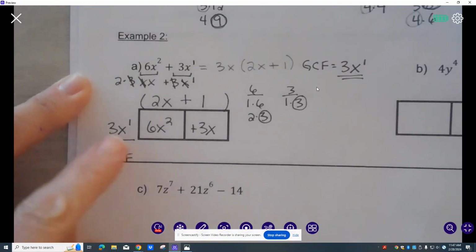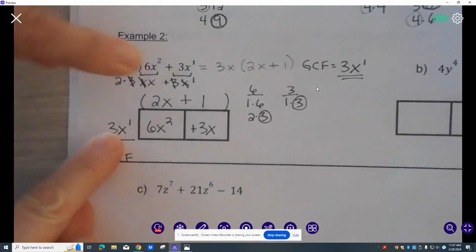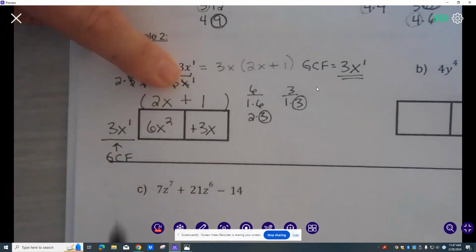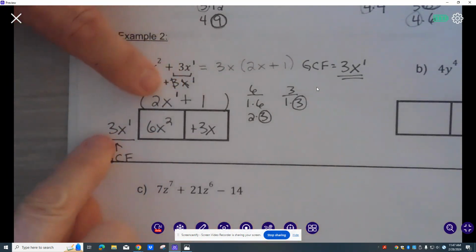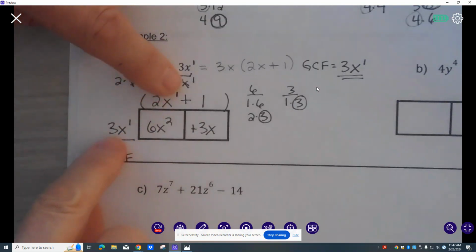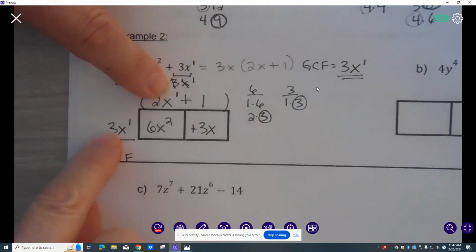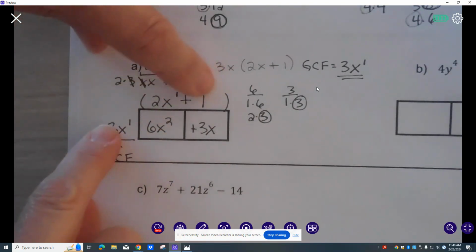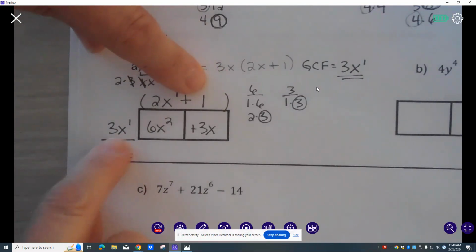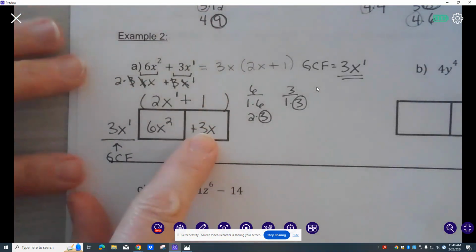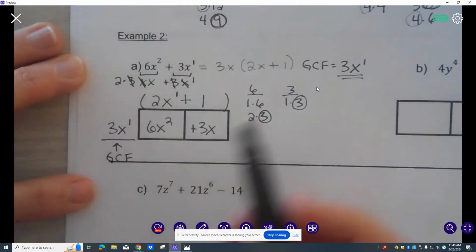Now if you check this, when I multiply this 3x times this 2x, I need to get 6x squared. If I do, then I did this correctly. So I'm going to put my invisible exponent here. 3 times 2 is 6. x to the 1 times x to the 1 is x squared. So that looks good. Whatever's on the outside should multiply to get me what's on the inside. Now this 1 times the 3x, when I multiply those, I should get 3x, and I do. So then I know those are my factors.